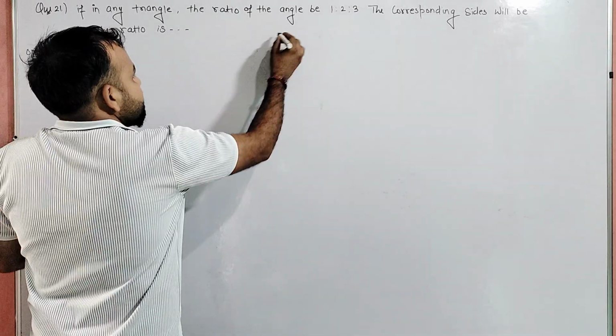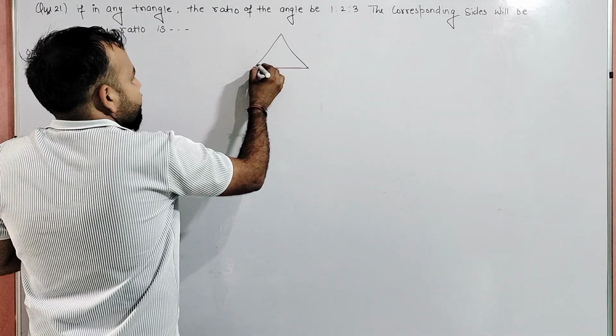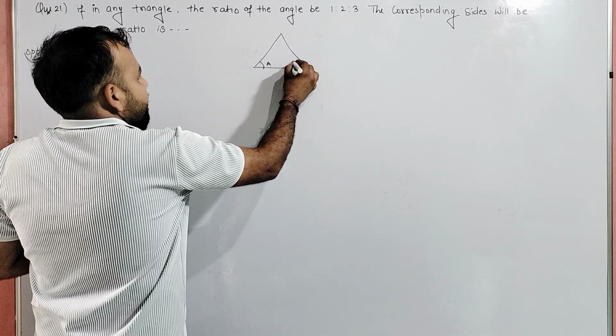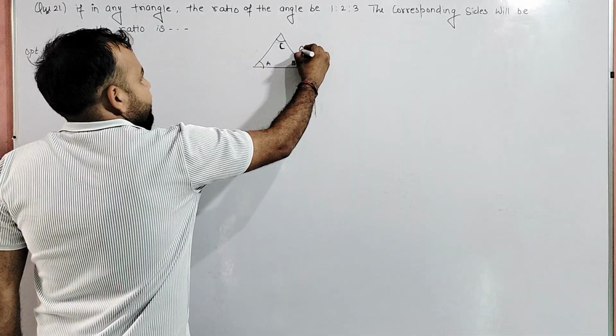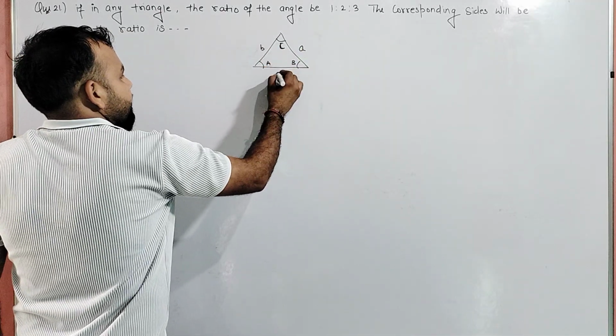So let us consider this is a triangle whose angle A is this, angle B is this, angle C is this. Okay, and the side opposite A is a, the side opposite B is b, the side opposite C is small c.